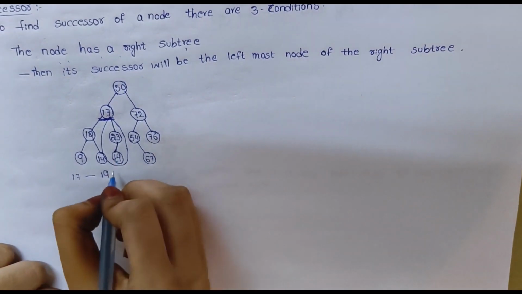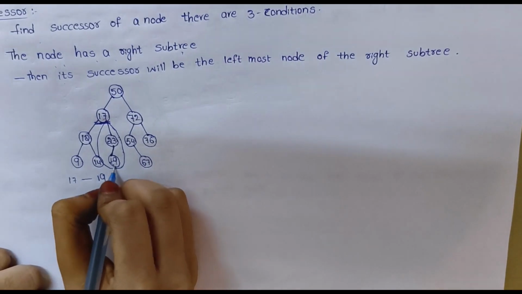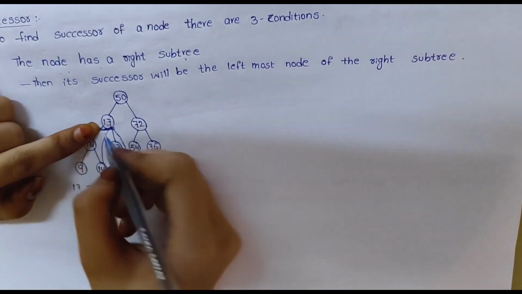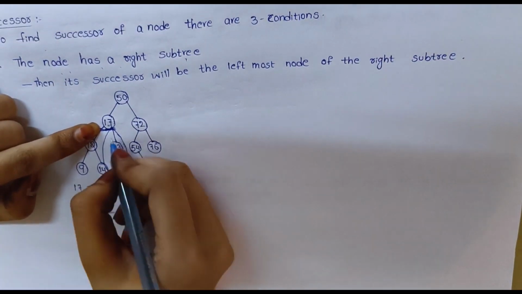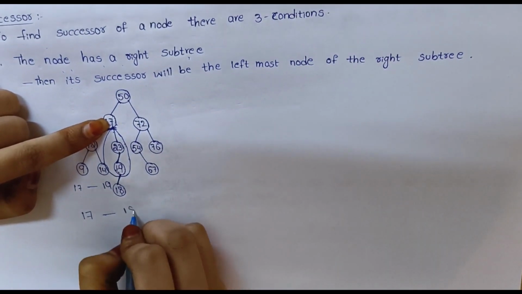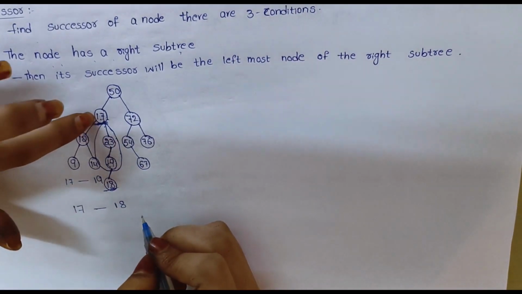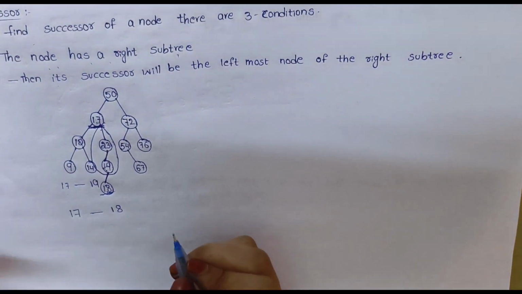For example, in this case, consider here 19 has a child of 18. If you want to find the successor of 17, the successor of 17 will be 18, because the leftmost child will be 18. Hence, the successor of 17 will be 18.